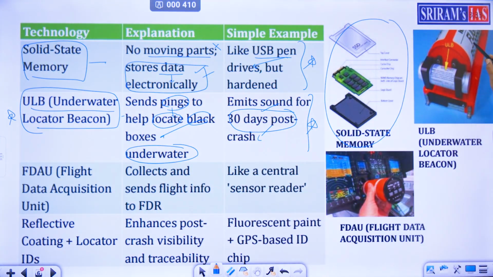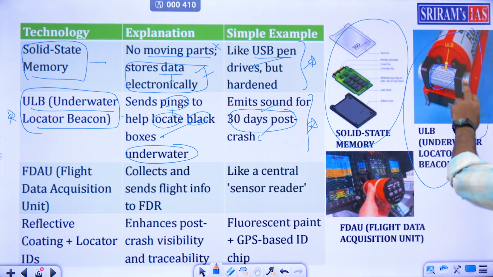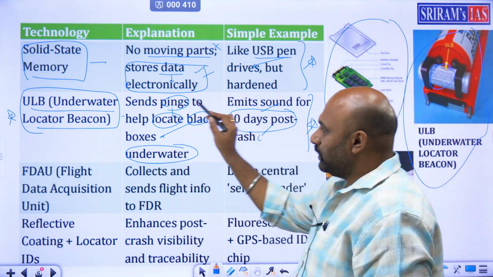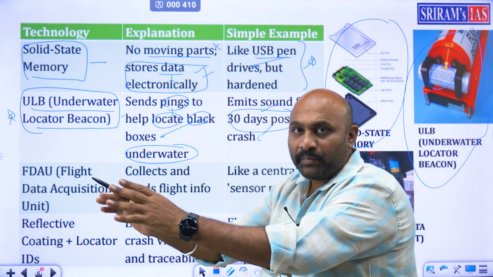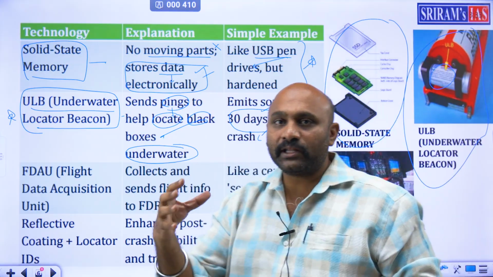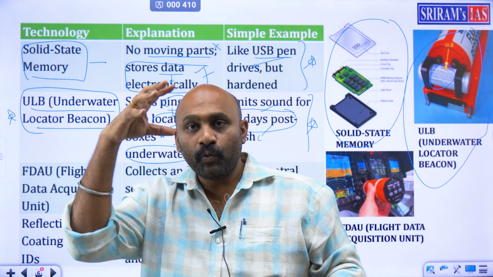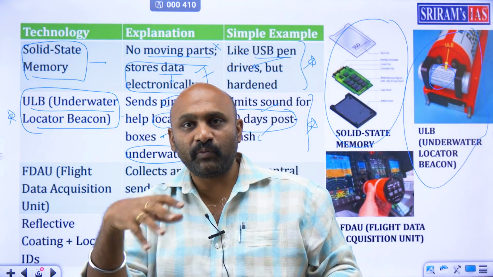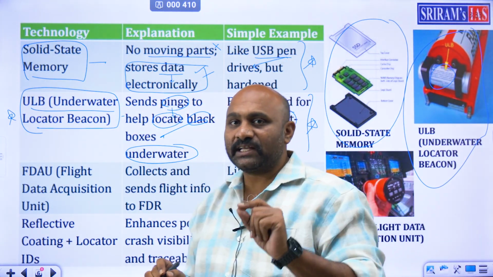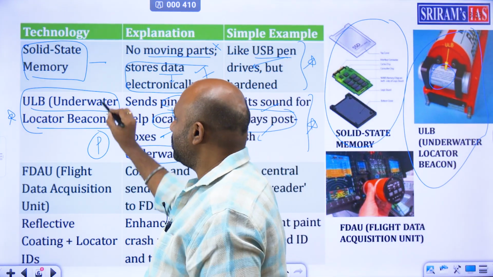So this is how the ULB looks, underwater locator beacon. This is the ULB part. If you look at it, this will stay active for 30 days post crash. Because of that, it sends out pings and identifies where the black box is, so we will know where the plane crashed and went underwater or something like that. So very, very useful technology, ULB. So there is a heavy chance of a prelims question coming from this one as well as this one.